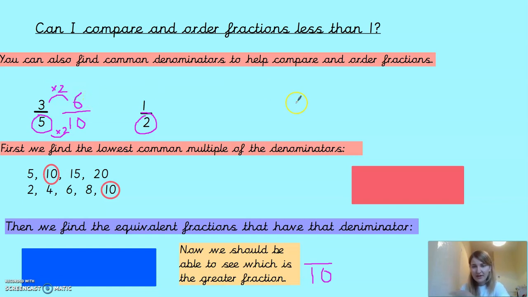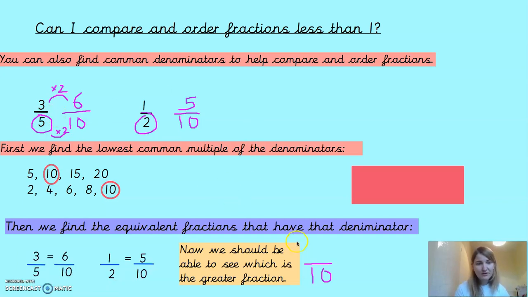Have a go at 1/2 for me. Can you turn that into tenths? Pause me, then come and check your answer with mine. Right, I'd multiply the bottom by 5, do the same to the top as the bottom. So it's going to be 5 tenths. Okay, now they're both in tenths. It's really quick to see straight away, isn't it, that 6 tenths is more than 5 tenths. So 3/5 is going to be bigger than 1/2. Easy peasy. So if you've got different denominators and different numerators, you find a common denominator and then you can compare them.